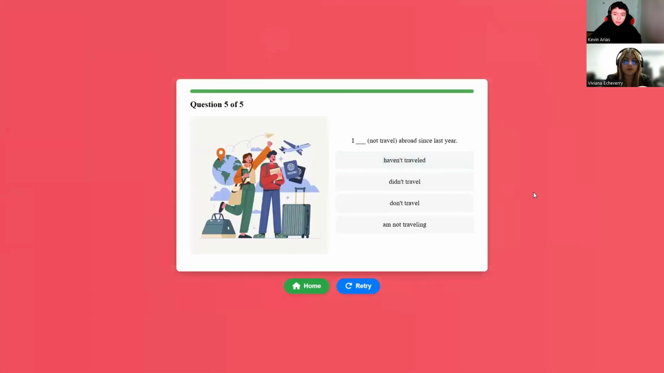Okay, and the last question: I not travel abroad since last year. With since last year as a specific point in the past, the present perfect is used to describe an action that hasn't occurred from that time until the present. So, in this case, the correct answer is haven't traveled.